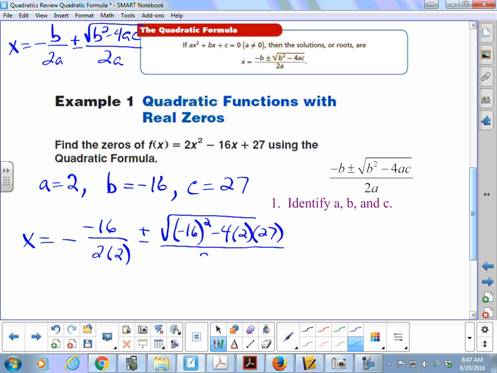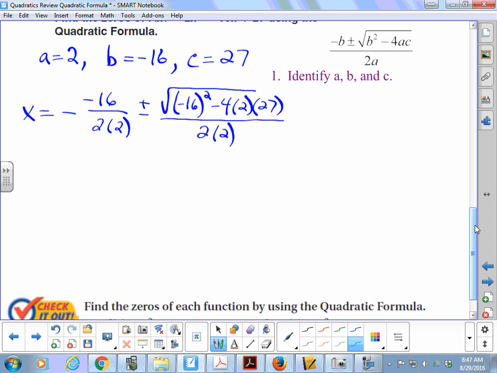And this fraction bar is underneath the whole thing. So it's not the square root of the whole fraction, it's the square root of the numerator divided by the denominator. Then we simplify. Two negatives make a positive. And then I'm going to put the whole numerator, I don't want to use the square root, I'm just going to type that in. 16 squared, because I want to just know that number itself, first of all.